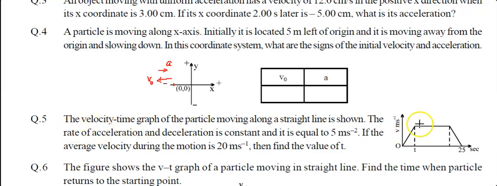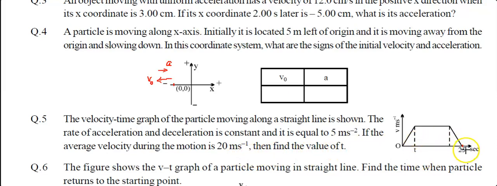Question number 5 is a good question. It says a velocity-time graph is given to us, and the rate of acceleration and deceleration is given, that is constant, that's 5, and the average velocity during the entire motion up to 25 seconds is 20 meter per second. We need to find the t value. So this is 25, right?